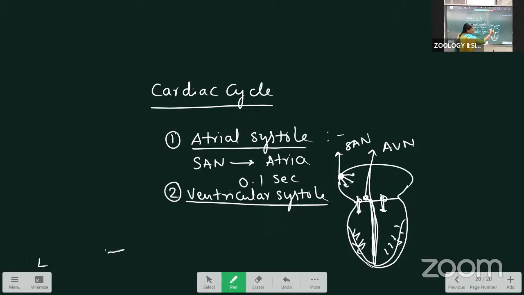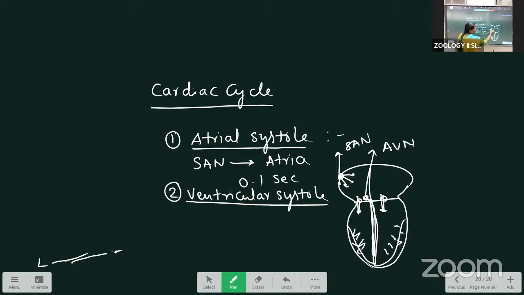Already, before the atrial systole, 70% of the blood comes to the ventricles. The remaining 30% comes down to the ventricles during atrial systole. After that, the ventricles are filled by the blood, the pressure is increased, and at that time the ventricles go into systole.